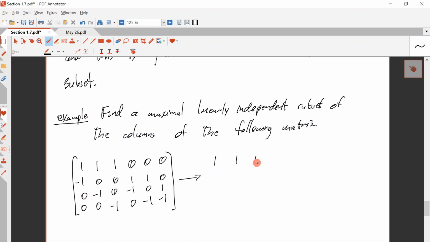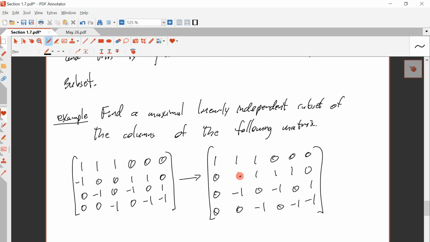So this is 1, 1, 1, 0, 0, 0. 0, 1, 1, 1, 1, 0. 0, minus 1, 0, minus 1. 0, 1, 0, 0, minus 1, 0, minus 1, minus 1.